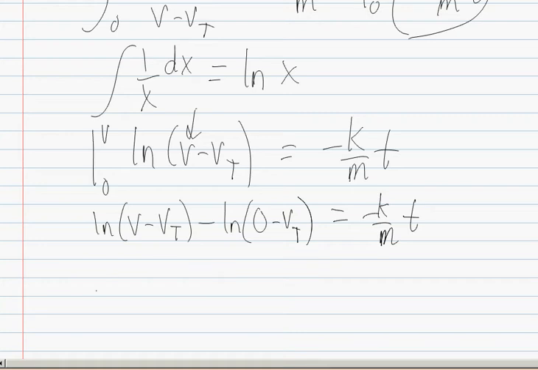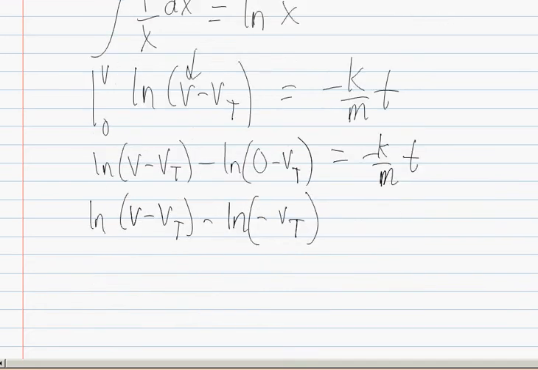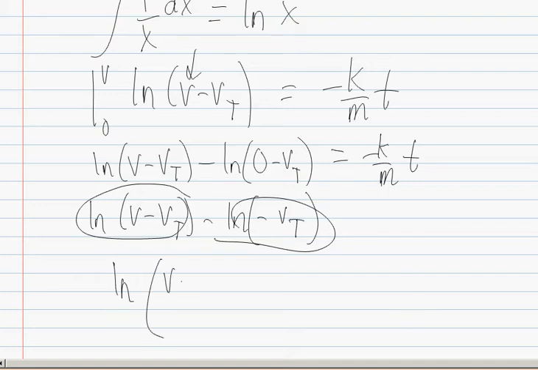Well, this is pretty easy. It's ln of v minus vt minus the ln of negative vt. Well, if you take the natural log of one thing minus the natural log of the other, it's the same as dividing them. So you're going to end up with the ln of v minus vt over negative vt.